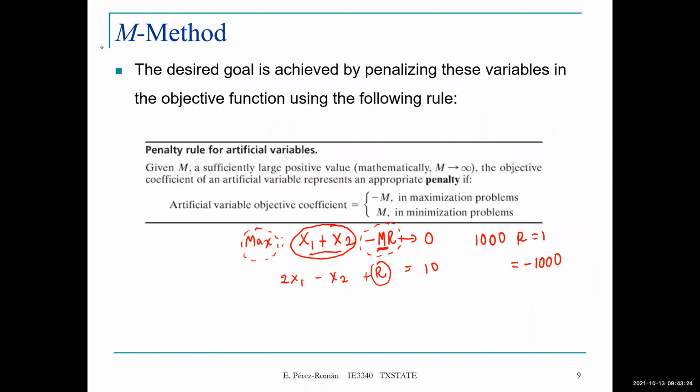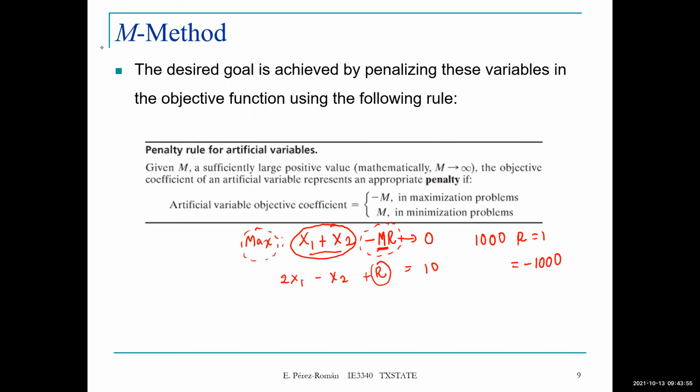So for example, if we make M equal to 1000, you know that the objective function is going to have that minus 1000, which is a high value compared to these two. And since you're trying to penalize your objective function, that minus 1000 in a maximization problem is going to force R to be closer to zero or be a very small number.